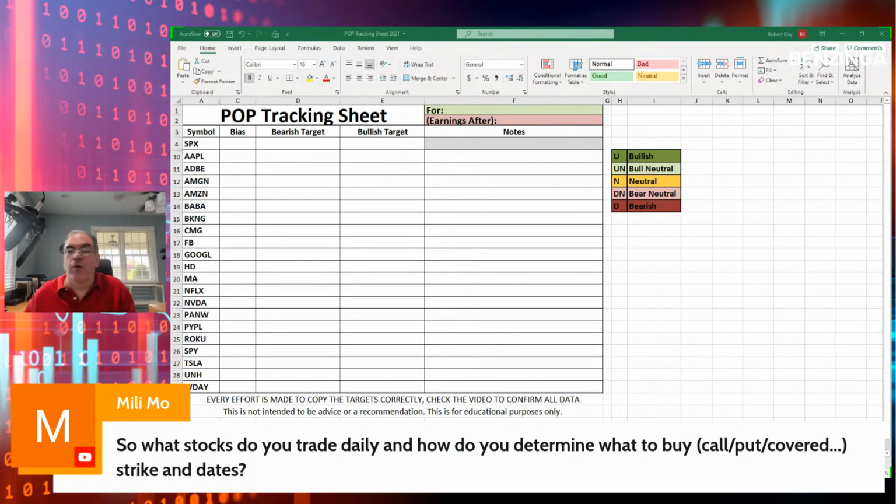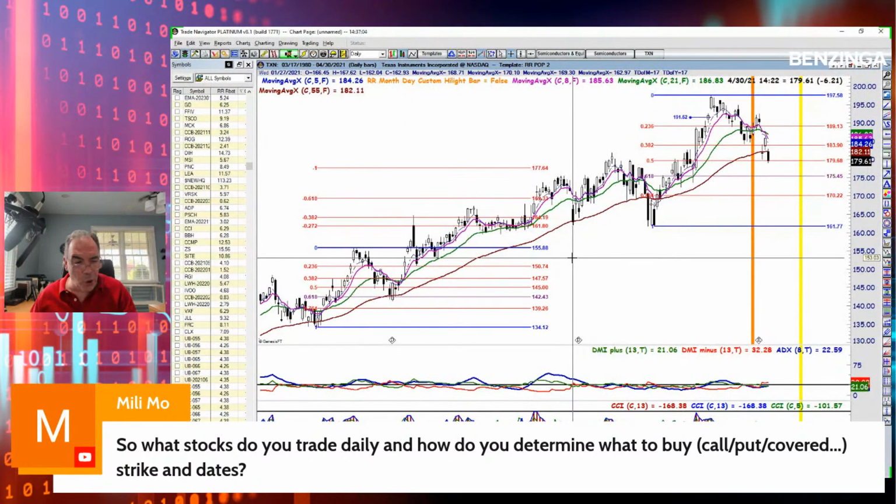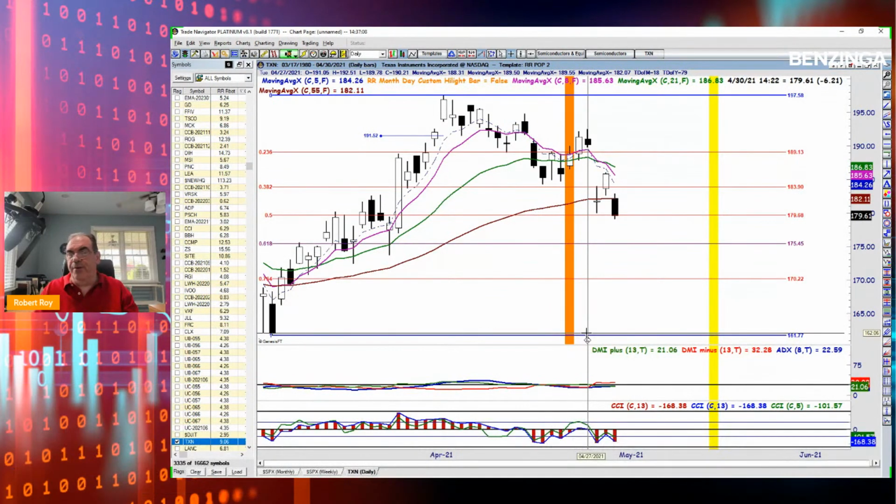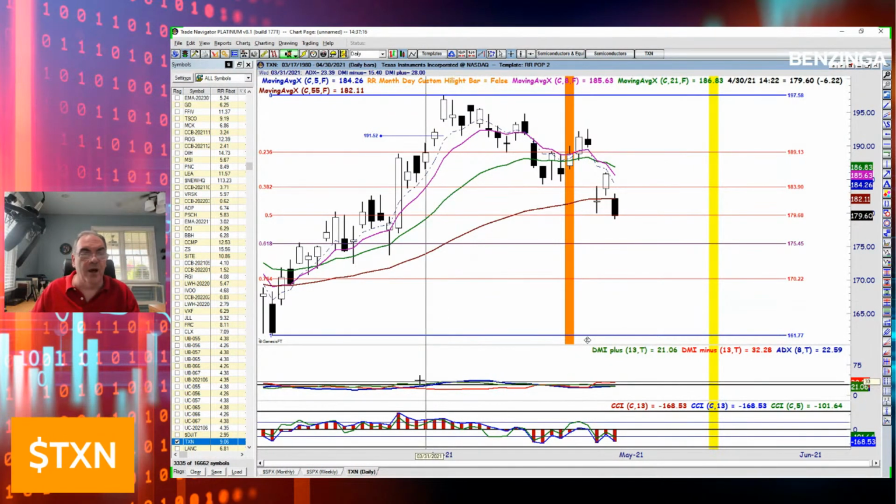Whether it's buying a call or a put is all based on bias, right? It's all based on the bias of the chart. So when we look at the chart, I look at this, that's bearish, period. The moving averages are down below all of our moving averages. I'm not trading anything bullish on this unless it's a quick day trade with the right setup, right?